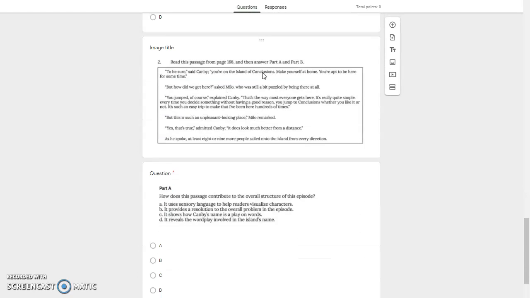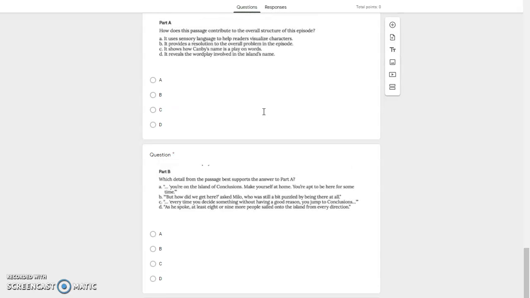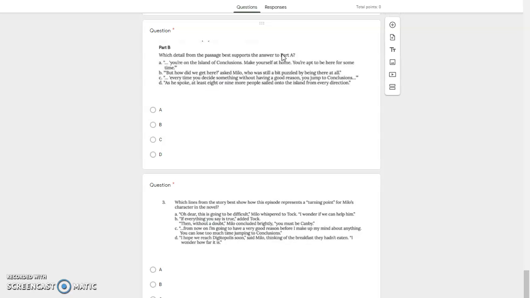Then you'll read this passage right here from 168 and answer Part A and B. How does the passage contribute to the overall structure of the episode? It uses sensory language to help readers visualize characters. It provides a resolution to the overall problem in the episode. It shows how Canopy's name is a play on words. It reveals the wordplay involved in the island's name. Which detail best supports Part A?